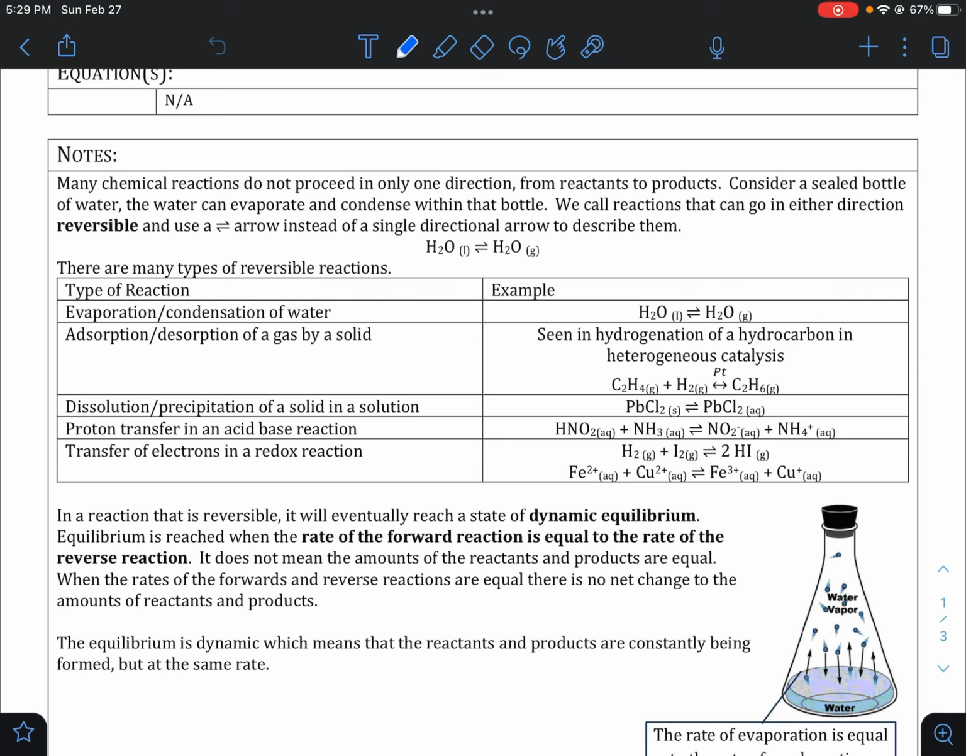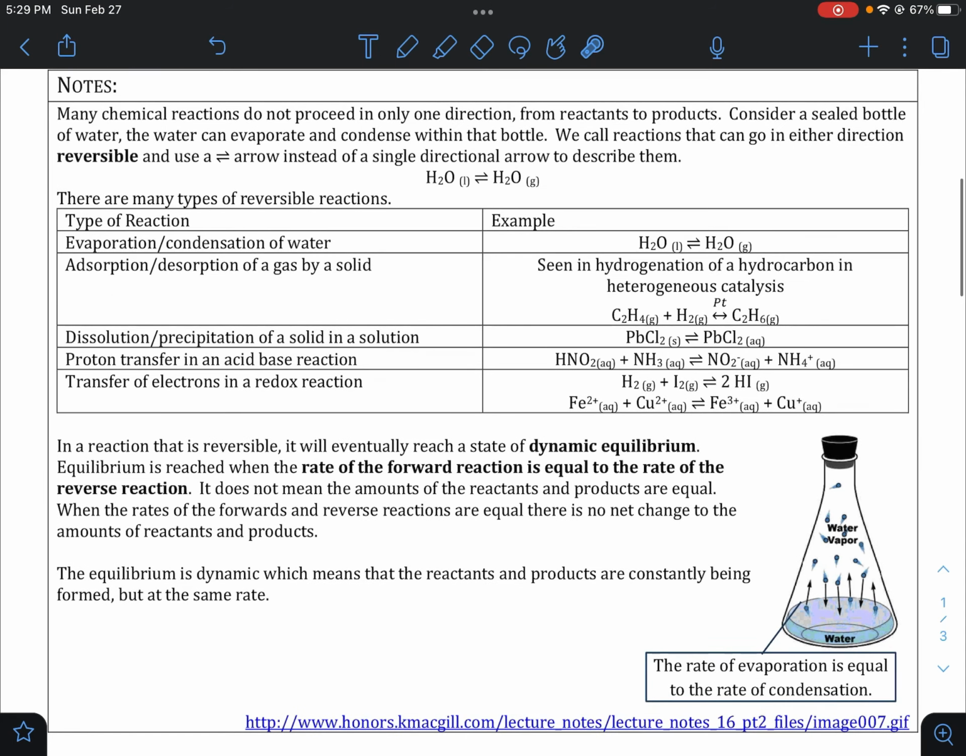Until at some point we reach a balance, where the products and reactants being formed and made are happening at the same rate. And again, it's called dynamic equilibrium because things are moving. It's not just that we reach a point and we stop; we are constantly moving from reactants to products and products to reactants, back and forth, but at the same rate.